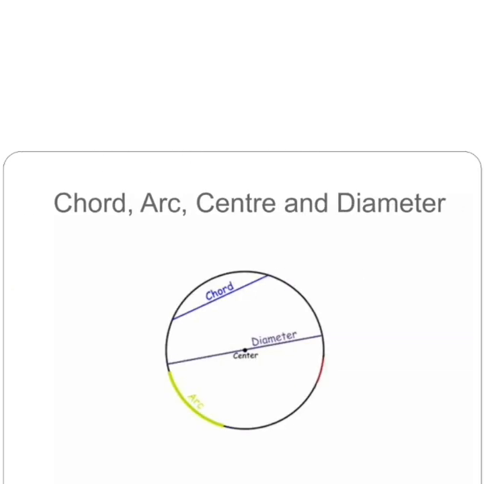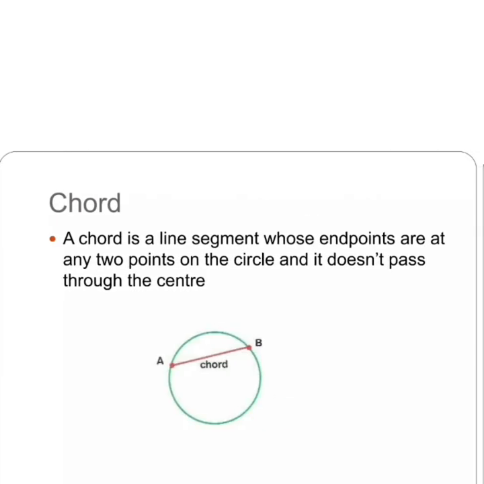Chord, arc, center and diameter. What is a chord? Any line segment drawn in the circle which does not touch the center is a chord. Diameter is the full segment drawn through the center of the circle. Chord. A chord is a line segment whose end points are at any two points on the circle and it doesn't pass through the center.